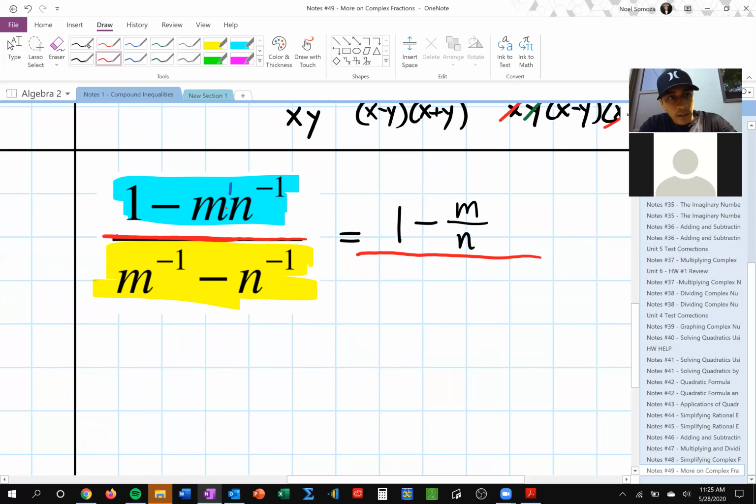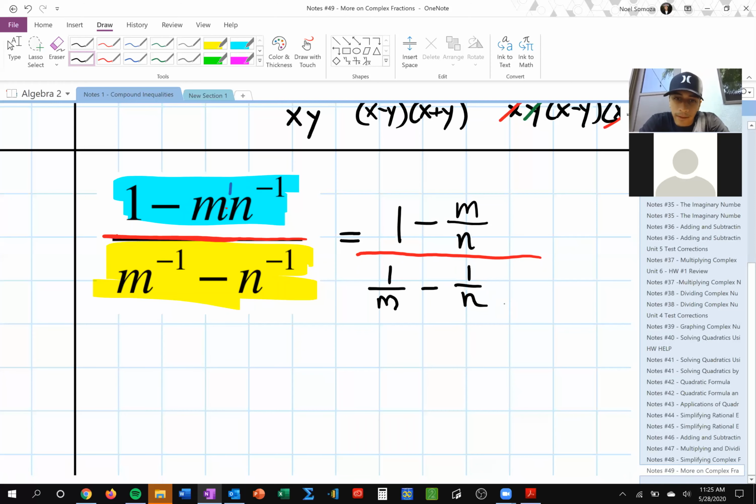Okay, here we have m to the negative 1. All right, that's easy. We just go 1 over m. Then we have n to the negative 1. We're going to do minus 1 over n. And there you go. Right, that's it.